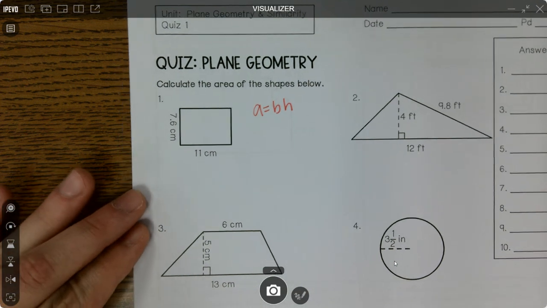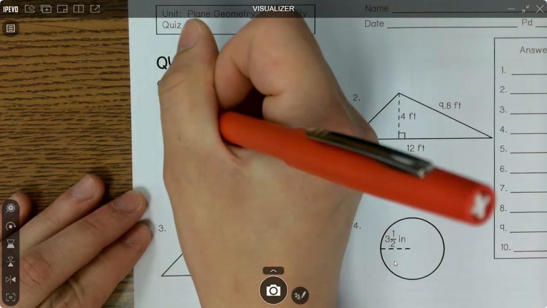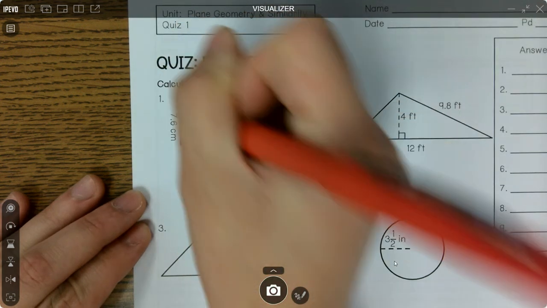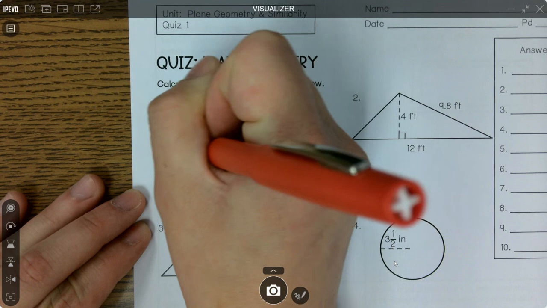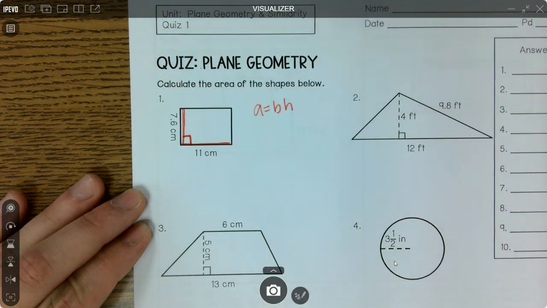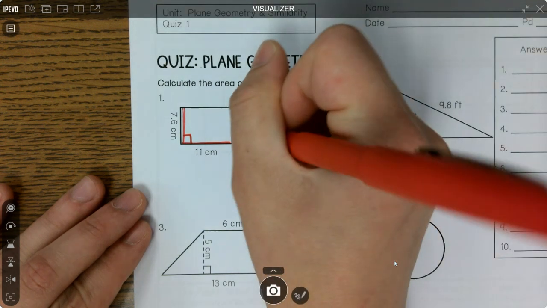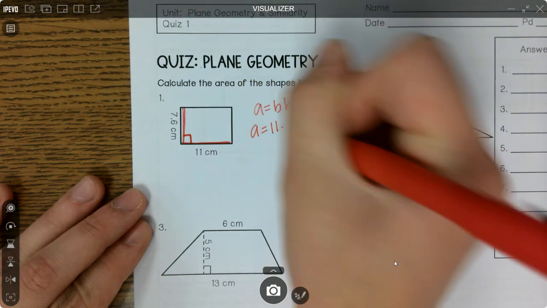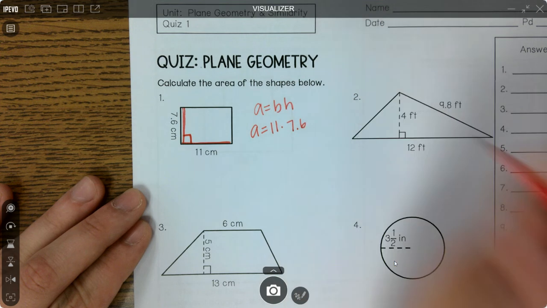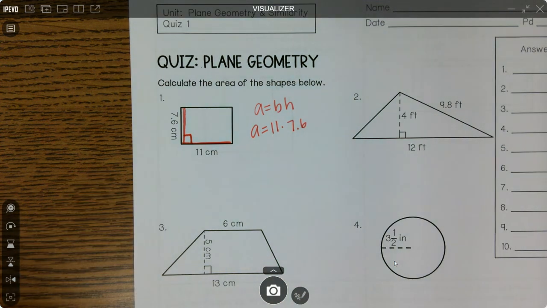And this one isn't tricking us too much. And one thing to keep in note is that your base and your height will always make a right angle together. Okay, so let's plug in my values. Got 11 times 7 6/100. Solve out the area.